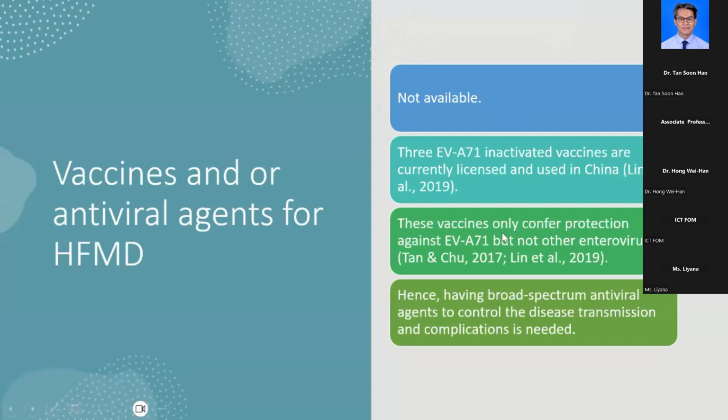However, these vaccines only confer protection against enterovirus A71, but not other enteroviruses. So it can tackle enterovirus A71, and maybe it can prevent CNS complications as seen in China, but it cannot prevent HMD caused by other enteroviruses. Hence, a broad spectrum antiviral agent or broad spectrum vaccine for HMD will be needed to control disease transmission and its complications as well.